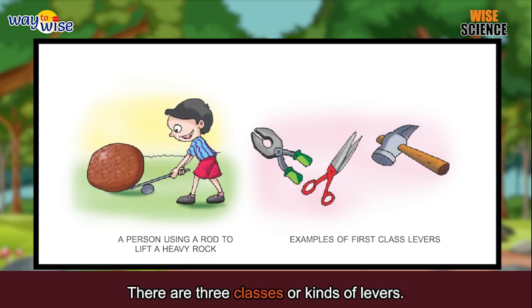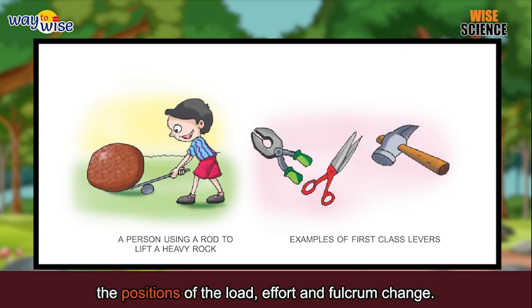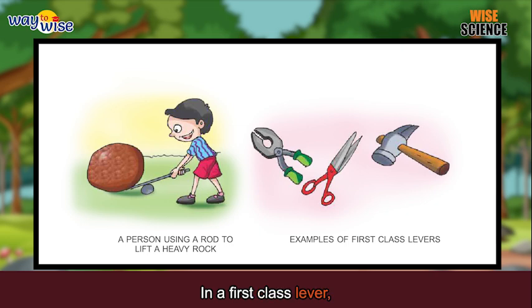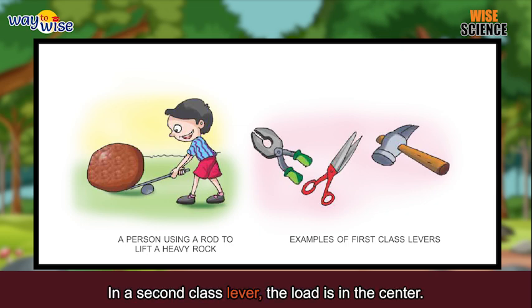There are three classes or kinds of levers. In each class, the positions of the load, effort, and fulcrum change. In a first class lever, the fulcrum is in the center. In a second class lever, the load is in the center. In a third class lever, the effort is in the center.